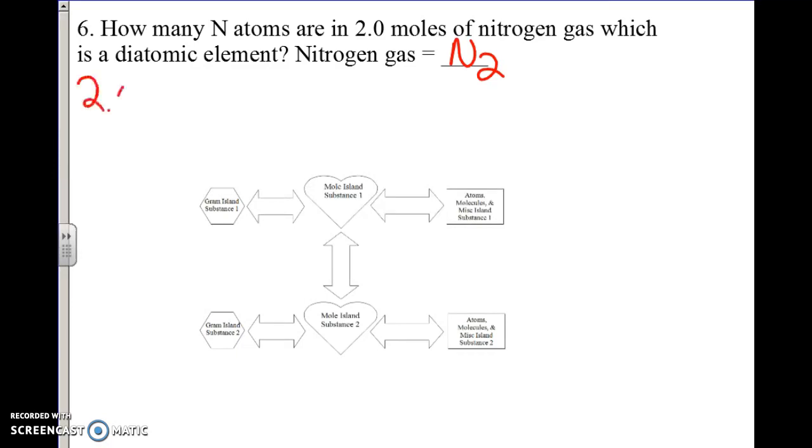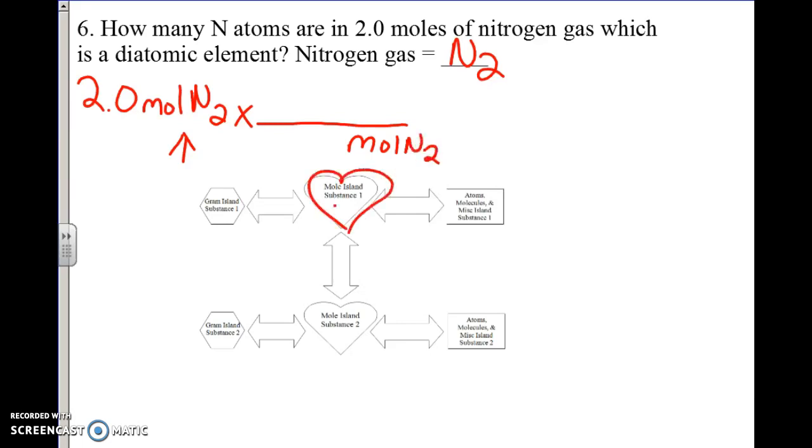So we're going to start this problem, 2.0 moles of N2, multiplication sign, division bar. Whatever we have for a label here goes on the bottom of the next step. Moles of N2. So right now we're on mole island. This is N2. In this problem, it wants us to go to atoms of N. Well, N and N2 are different, so this would be mole island for N.